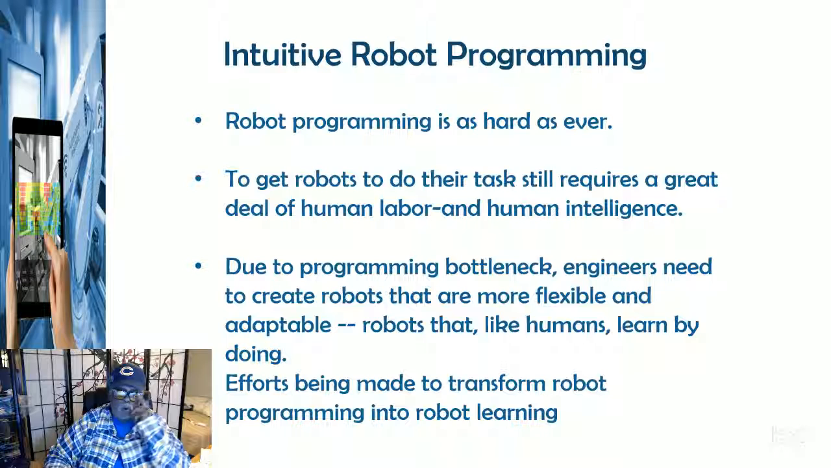Intuitive robot programming. Robot programming is as hard as ever. To get robots to do their task still requires a great deal of human labor and human intelligence. Due to programming bottlenecks, engineers need to create robot systems that are more flexible and adaptable. Robots that, like humans, learn by doing. Effort is being made to transform robot programming into robot learning.